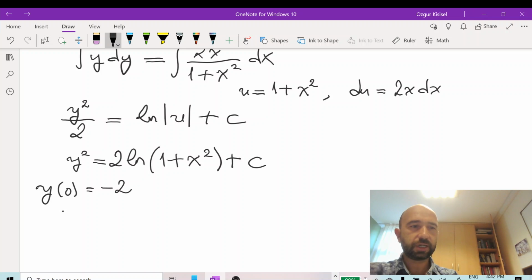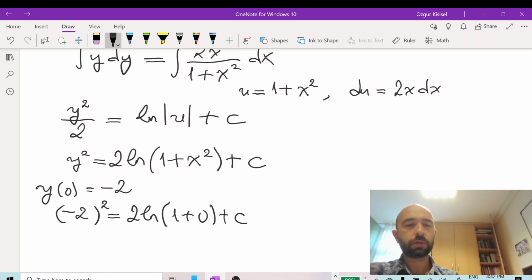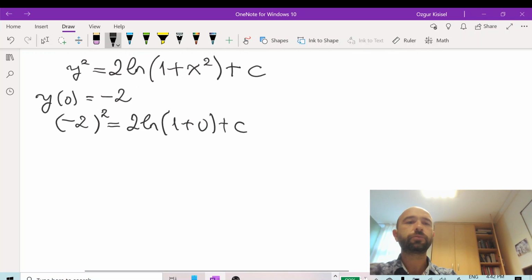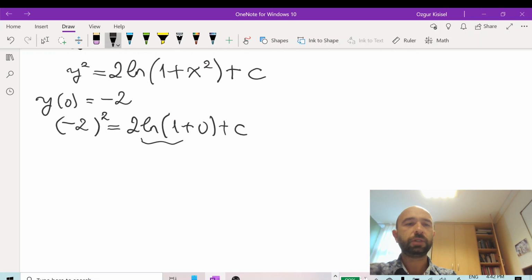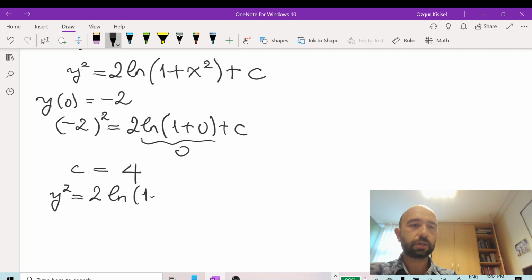So this tells us that minus 2 squared should be equal to 2 ln 1 plus 0 plus c. Here you have ln 1, so 0. And we deduce that c is equal to 4. So back to our equation, y squared is equal to 2 times ln(1 + x squared) plus 4.